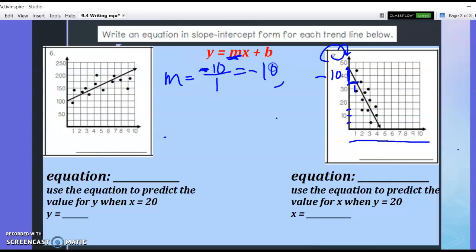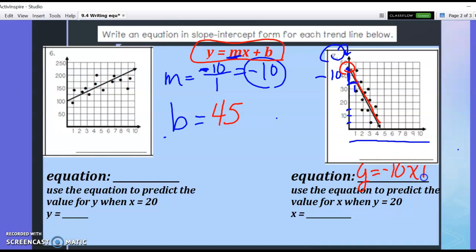Now let's look at the graph and determine the y-intercept. Where is this line of best fit touching the y-axis? Right here. And that is halfway between 40 and 50, so that is at 45. So my equation in the form y equals mx plus b, slope-intercept form, will be y equals negative 10x plus 45.